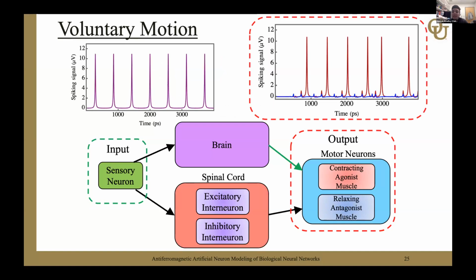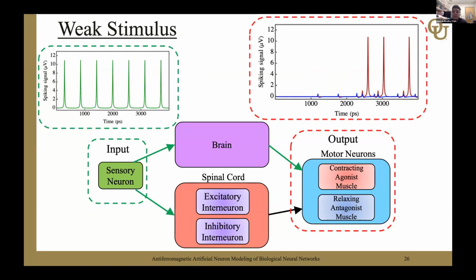The first scenario we simulate is voluntary motion. Voluntary motion starts with a signal from the brain with no sensory input. Again, this signal is created with an AFM neuron acting as an auto-oscillator, continuously outputting spikes. The signal from the brain travels to the motor neuron, causing the agonist muscles to contract and the antagonist muscles to relax. And we see this in the spiking pattern of the motor neuron. A spike indicates a muscle was excited and therefore contracted, while no spike means relaxation.